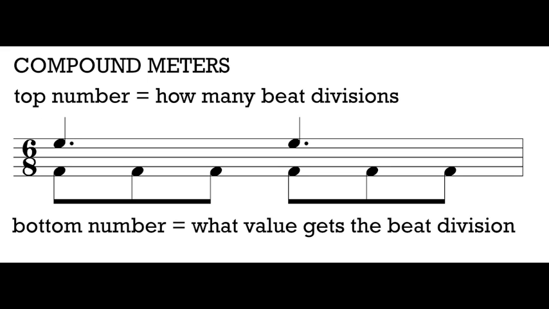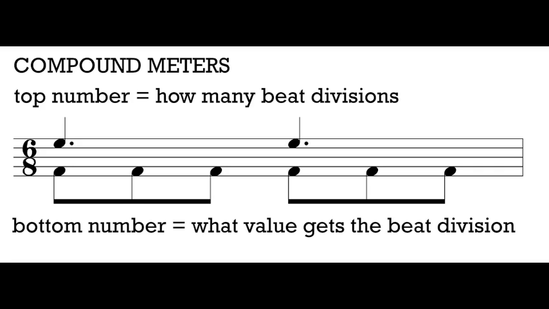Compound meters work differently than simple meters. The top number does not tell you how many beats are in the measure, and this is a really important distinction. When we look at a compound meter like 6/8, there are not 6 beats in the measure. The top number tells you how many beat divisions there are, and the bottom number tells you what beat value gets the division.